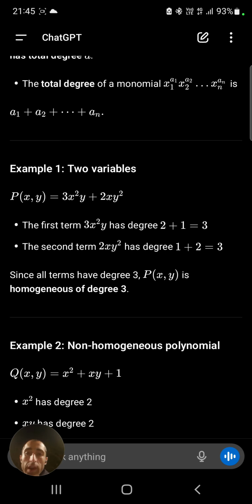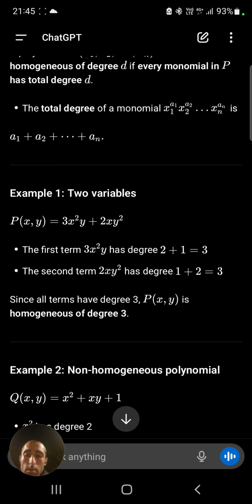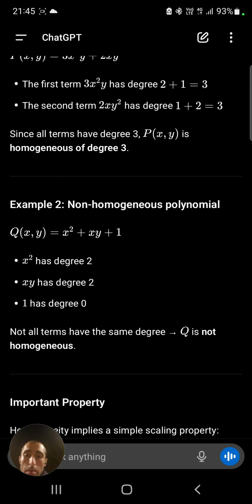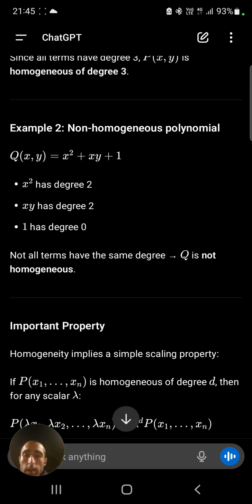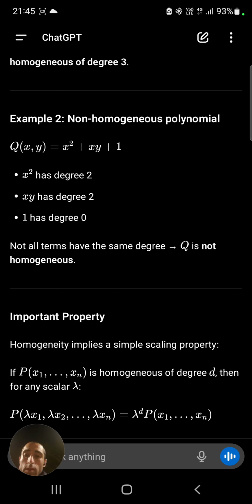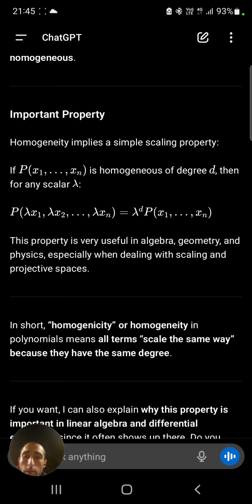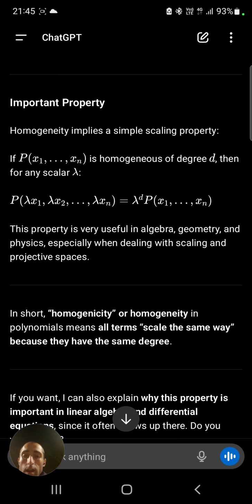So this is a homogeneous polynomial because you can see that each term has the same degree. But for example, for a non-homogeneous polynomial, you can see this one. The first term is of degree 2, the second is also of degree 2 because x gives 1 and y gives 1, but the third is just a free term, which means it's of degree 0, so q is not homogeneous.